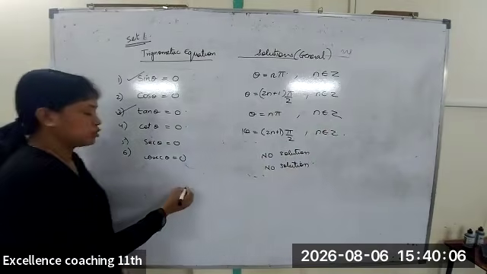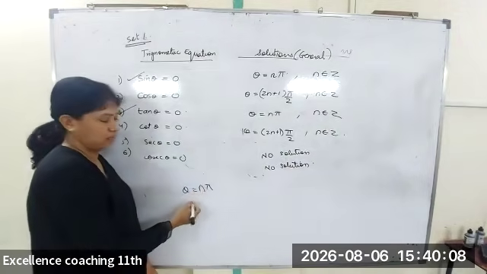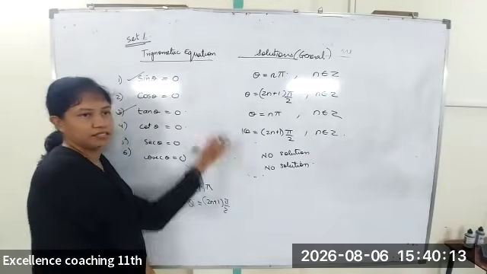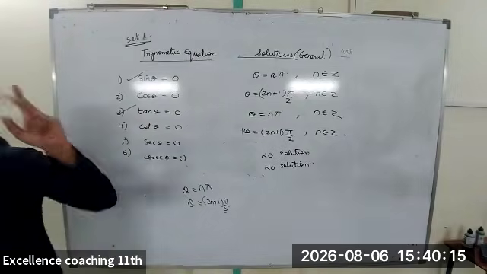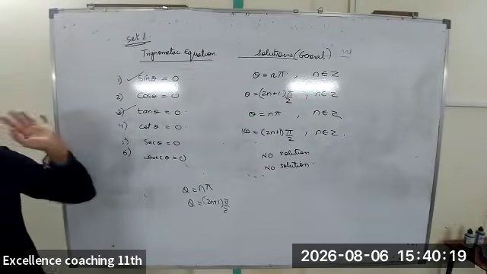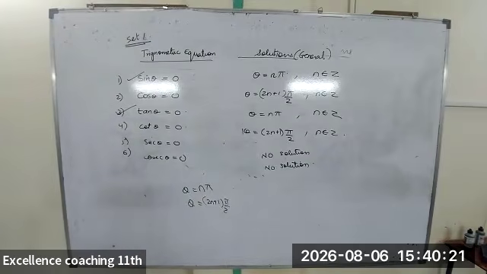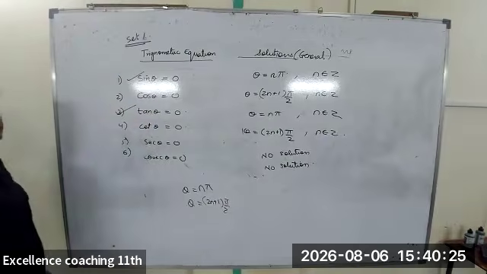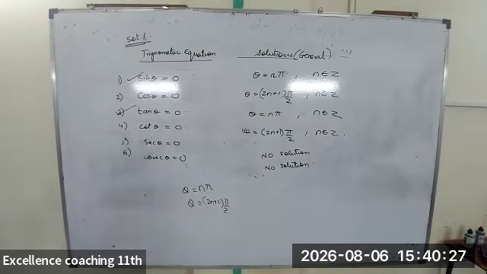So which are the two values? Quickly remember: n pi, and the other one is (2n plus 1) pi by 2. That's it. So you know the table. Two are the same: sin and tan. Next one is cos and cot. Sec and cosec are the same thing. And now let us start finding the solution.